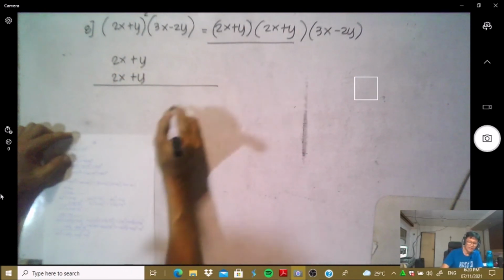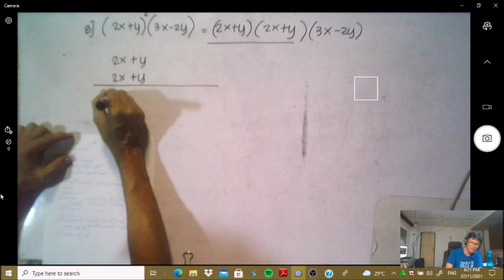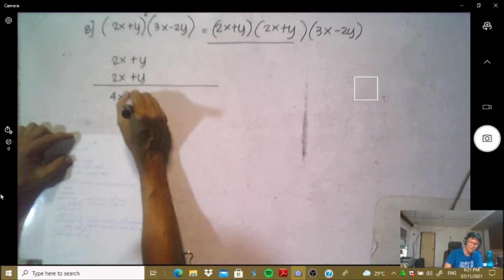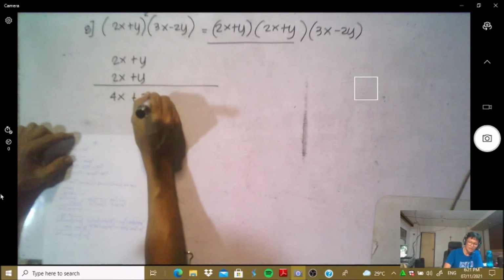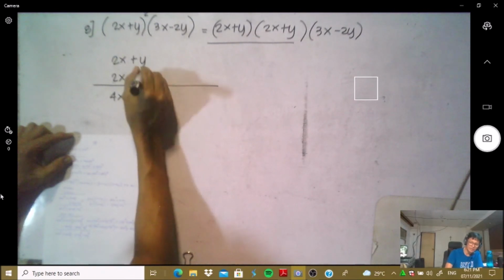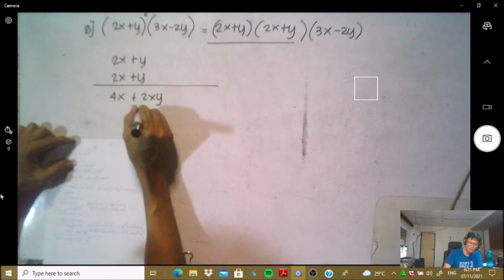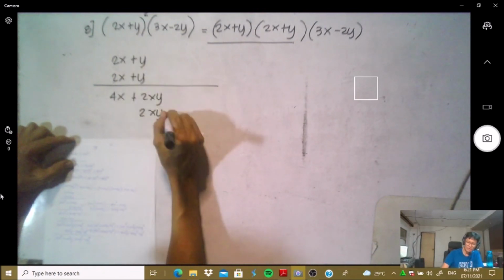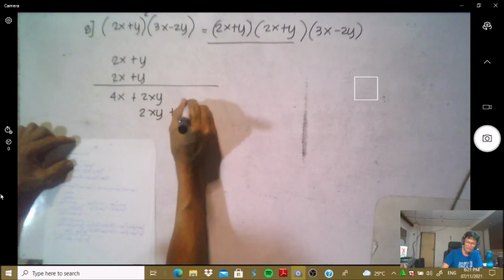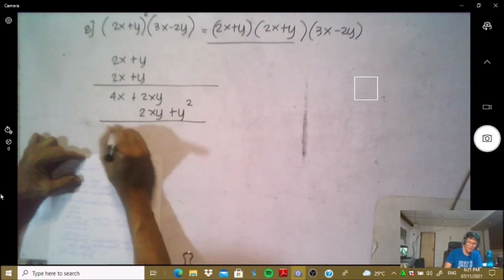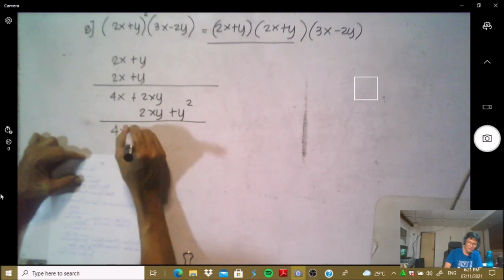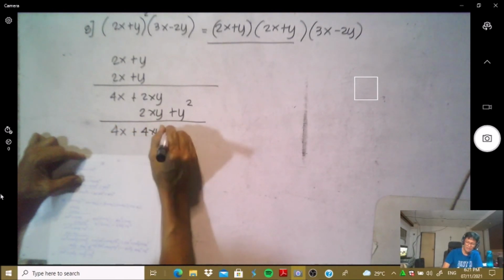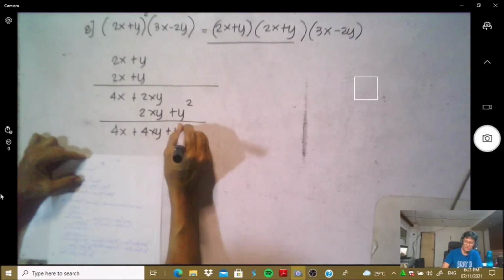Okay, so we have 2x times 2x is equal to 4x. Then we have 2x times y is equal to positive 2xy. Then next we have here positive y times 2x is equal to 2xy also. Then y times y is equal to plus y squared. Therefore, we have 4x plus 4xy, then plus y squared.